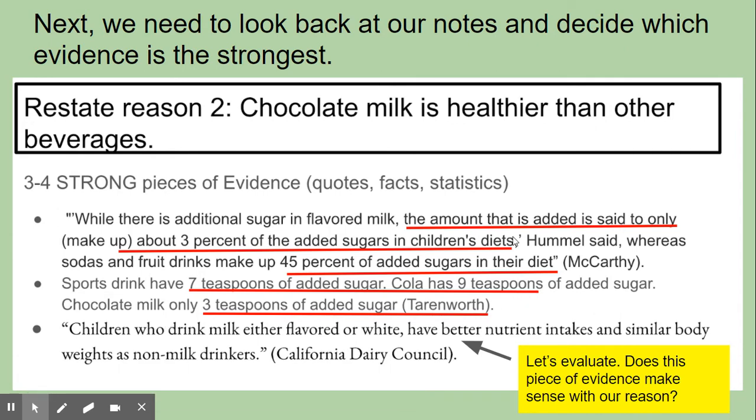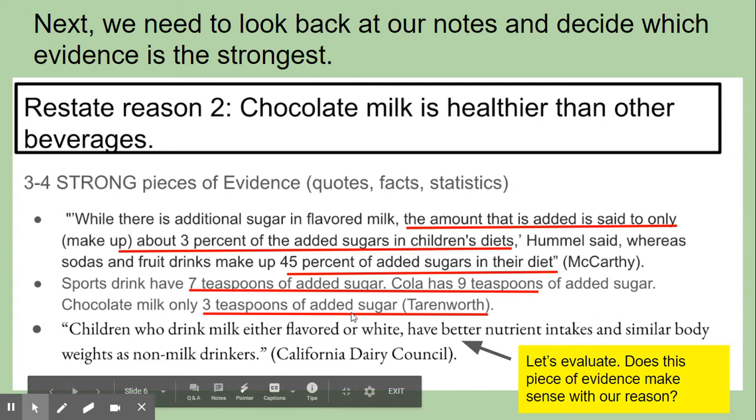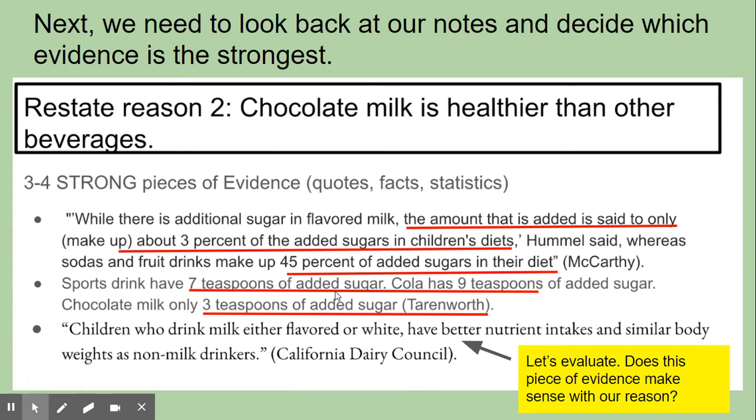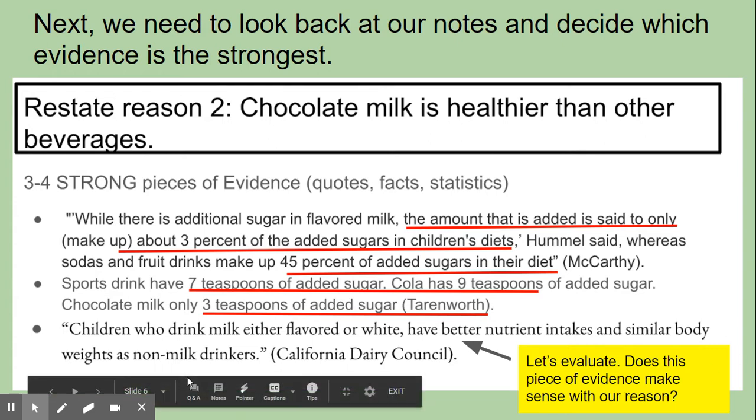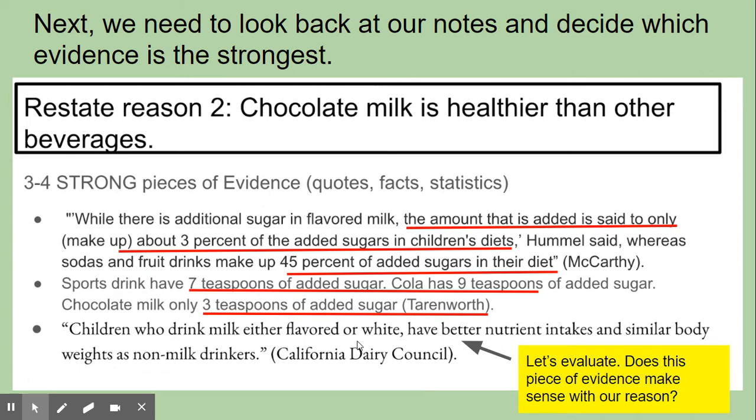Now let's look at our last piece of evidence. And I really need to think to myself, is this connected to my reason that chocolate milk is healthier than other beverages? So children who drink milk, flavored or white, have better nutrient intakes and similar body weights as non-milk drinkers. So I think this is a strong reason to show that chocolate milk is a healthy option, but it doesn't compare to other beverages like the fruit drinks and the sports drinks and the soda. So I don't think this will really strengthen this part of my argument. So I think I'm just going to leave that piece of evidence out for now.